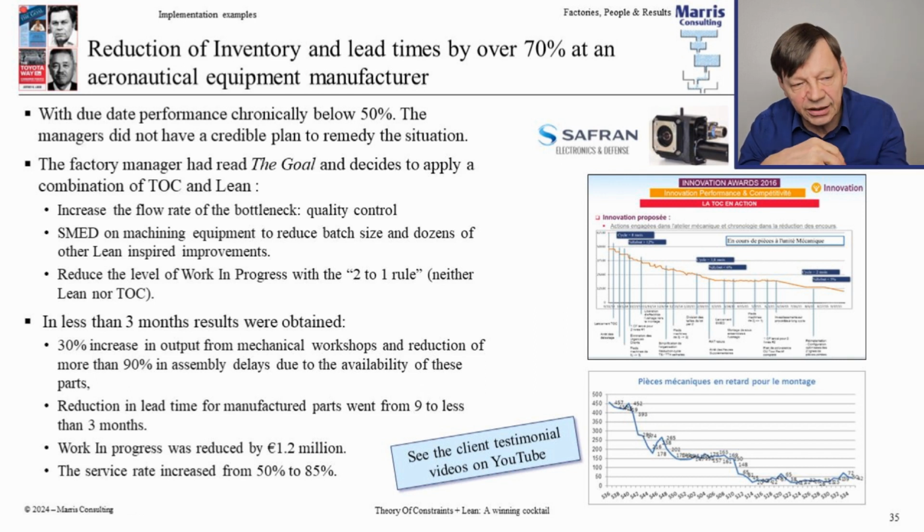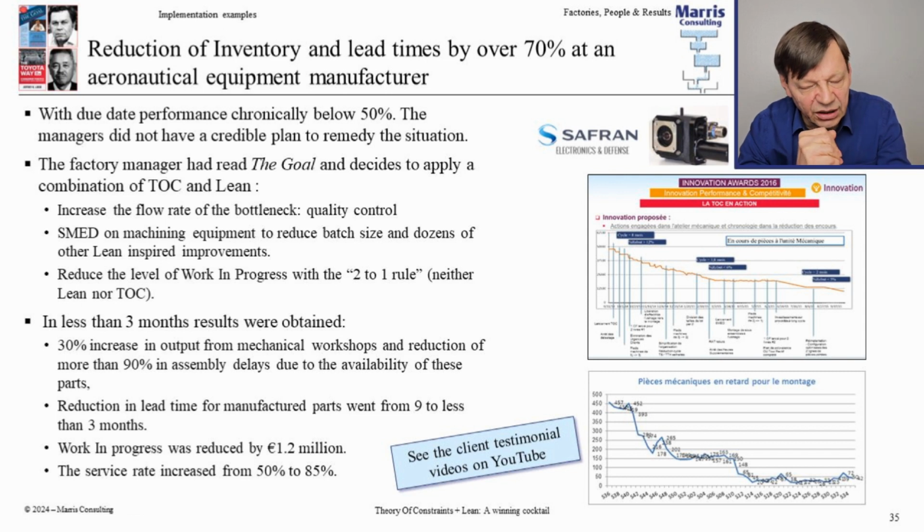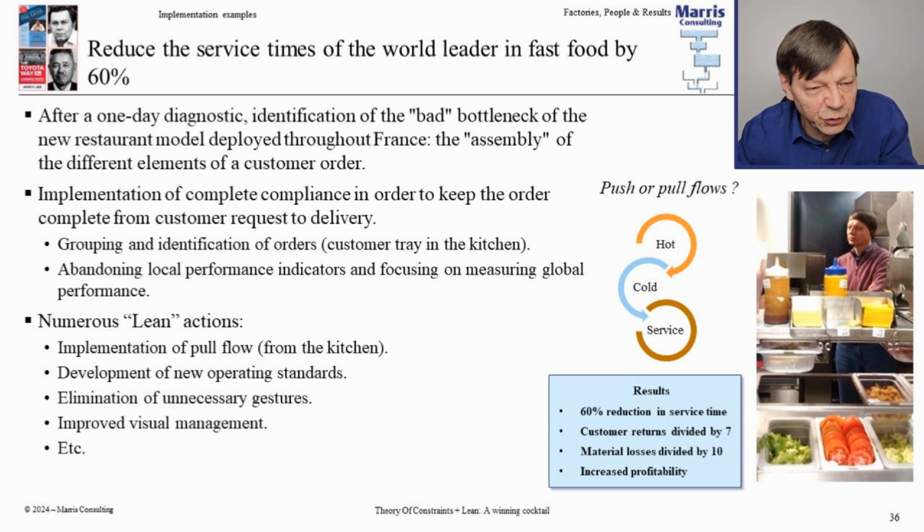As a result, output and productivity increased significantly. They caught up their backlog, and they got back to a really good service performance. And another completely different environment here. This is the world leader in fast food. 1,500 restaurants in France, 70,000 people.